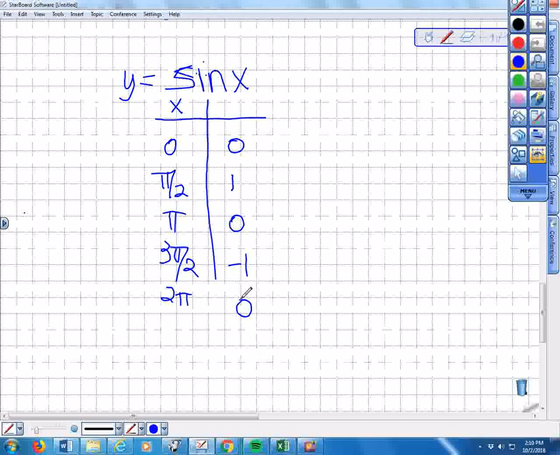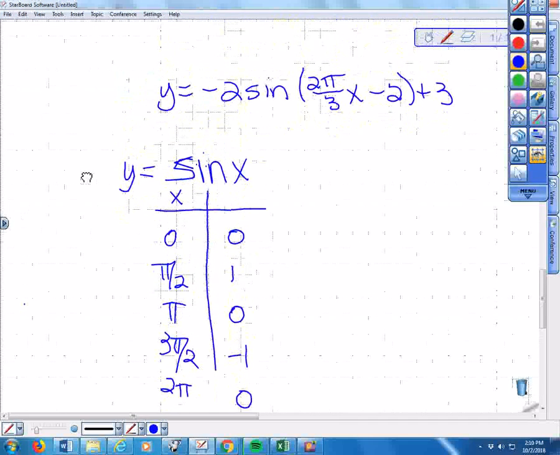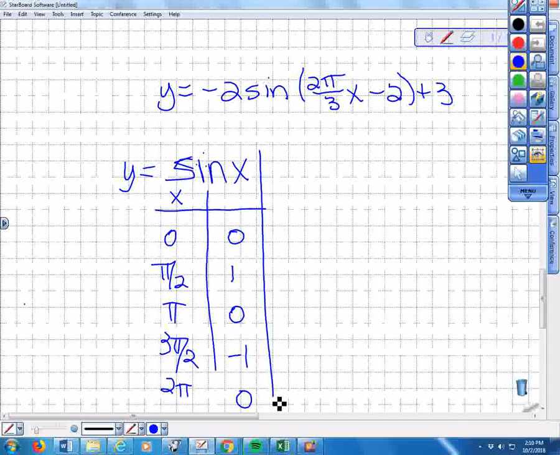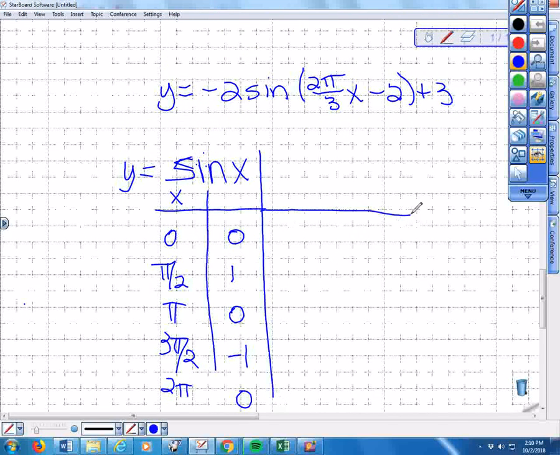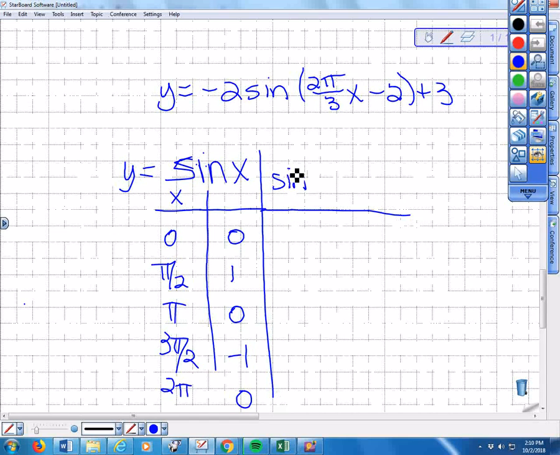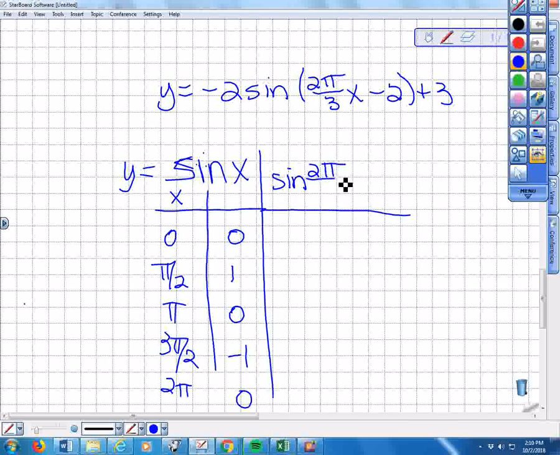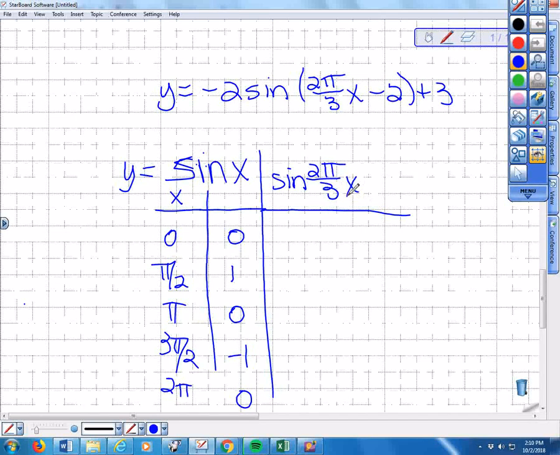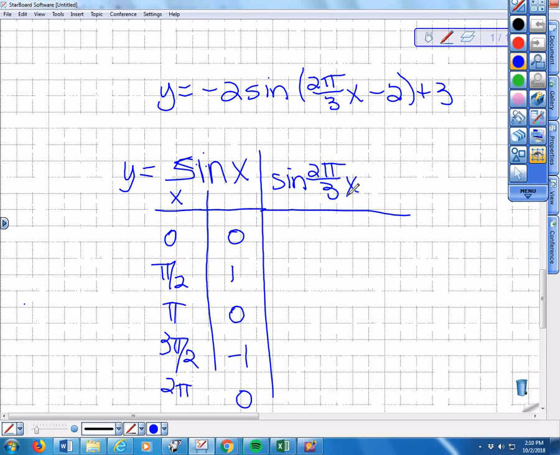Okay, so when I look at the new period, if I were just going to do sine of this, what's the new period going to be?